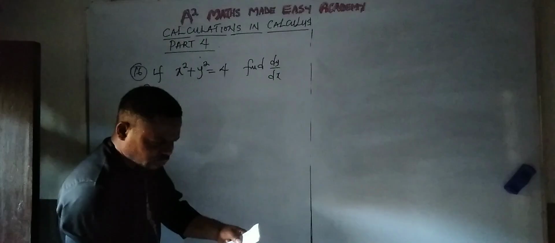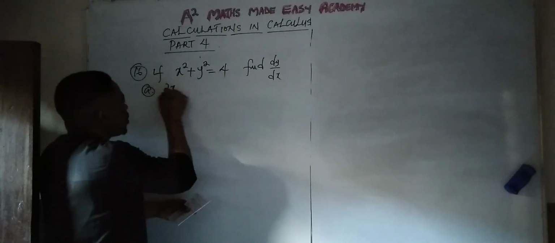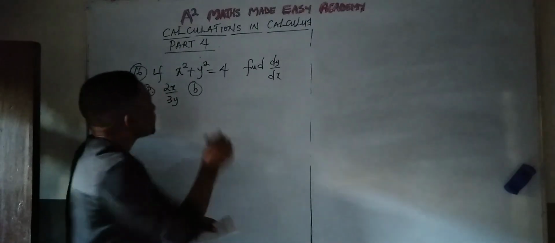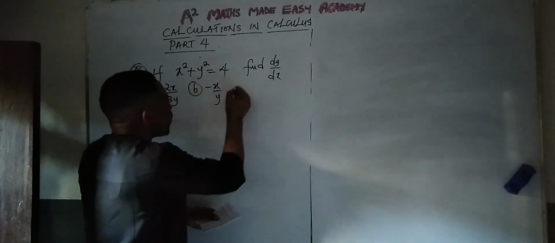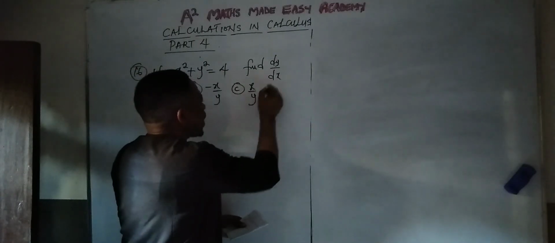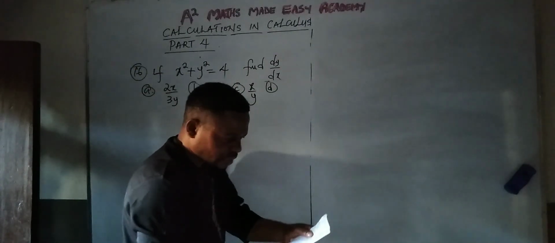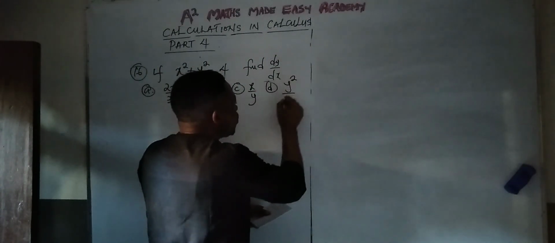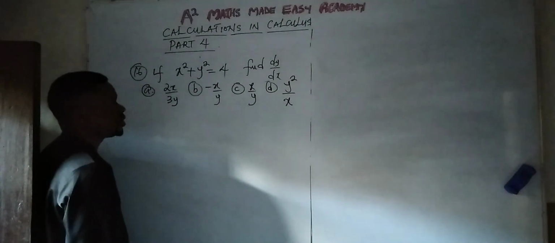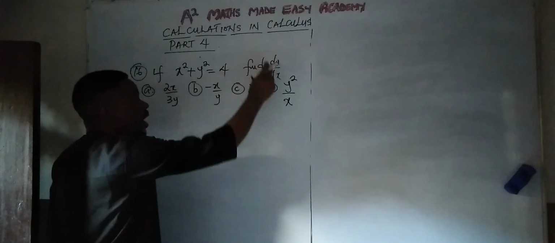Option A says 2x over 3y. Option B says minus x over y. Option C says x over y. Then option D says y squared over x. Are you with me? Now look at this particular question. The question is to find dy/dx.